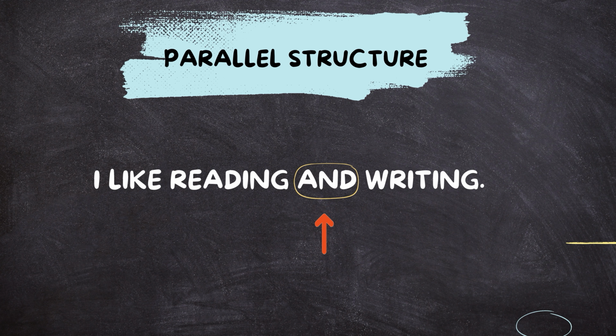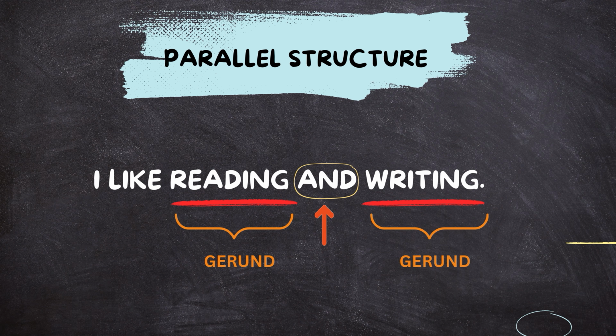Look at this example. I like reading and writing. Here, both words, reading and writing, are verbs in the ing form, also called gerunds. Because both sides are the same type, the sentence is parallel. It sounds smooth and correct.